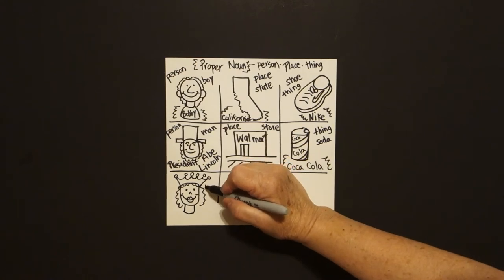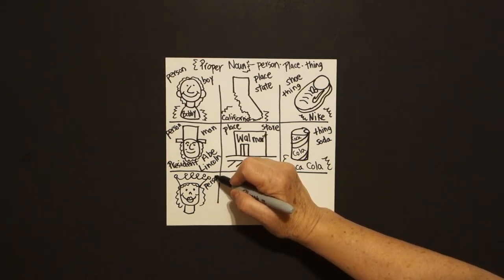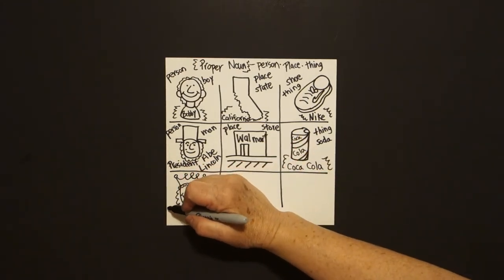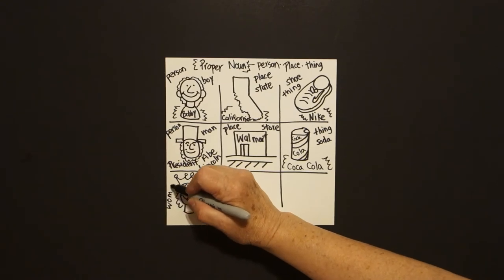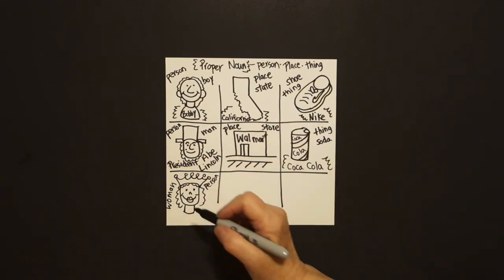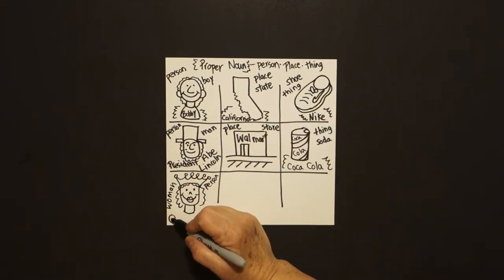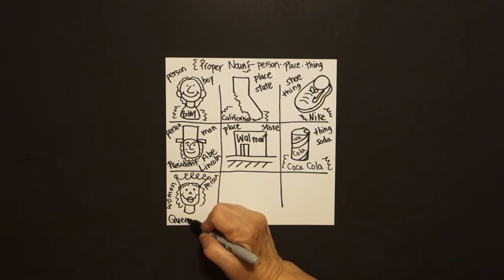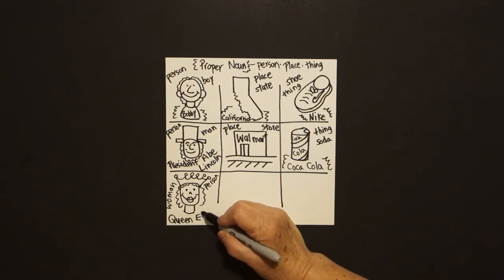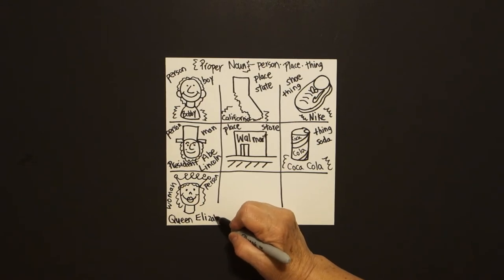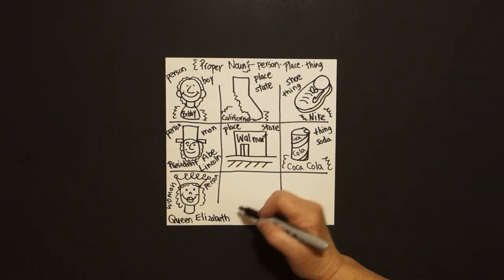This is a person. Common noun, it is a woman, but we are going to make this Queen Elizabeth. That is a proper noun.